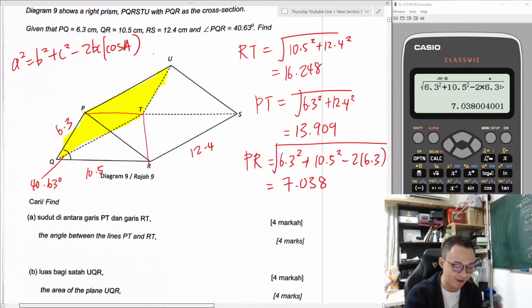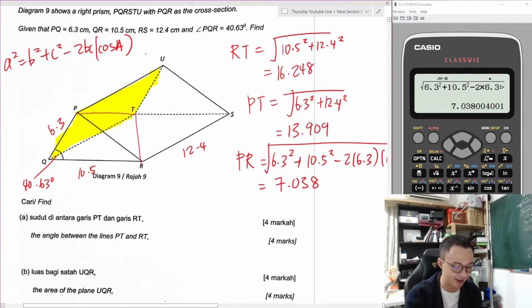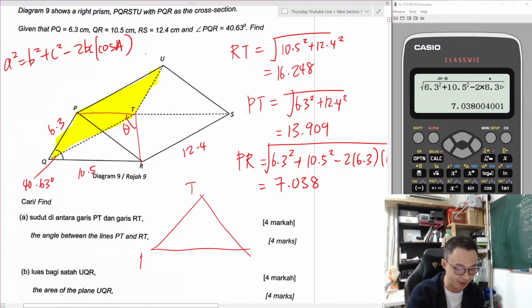Alright, right now I have 3 lengths already. The question asked me to find the angle between, so you want to find this angle. I'm going to draw out this triangle to give you some idea. This is T, this is P, this is R. I want to find this angle. I have PR 7.038, P to T 13.909, and this one will be 16.248.